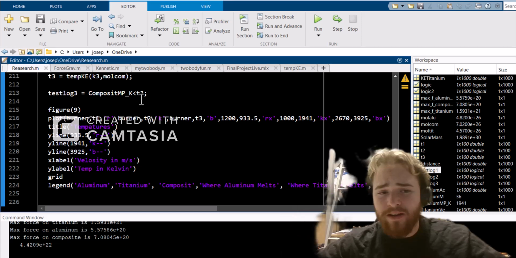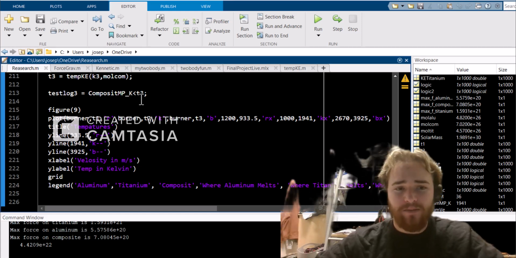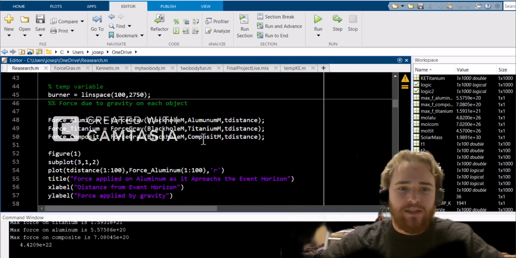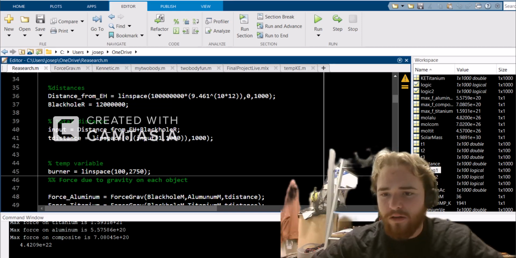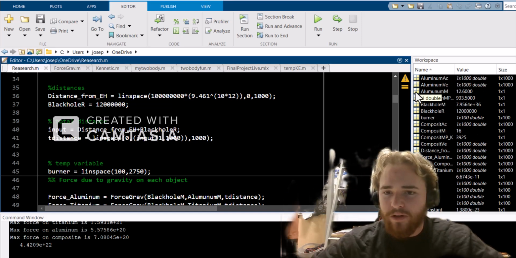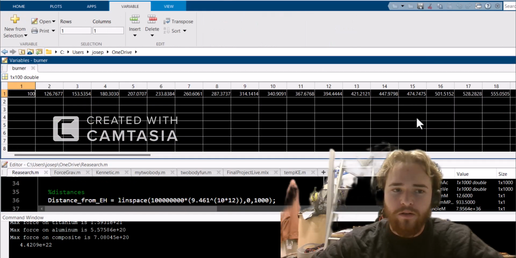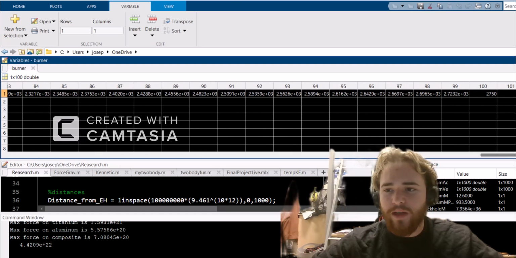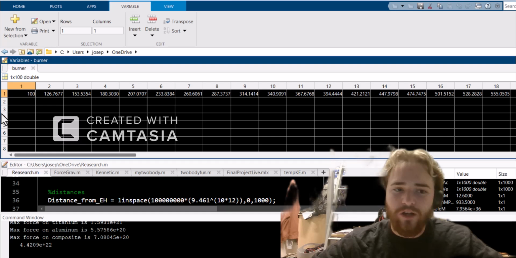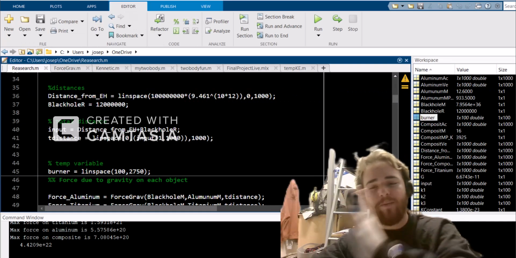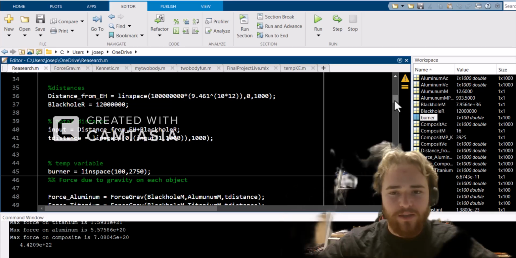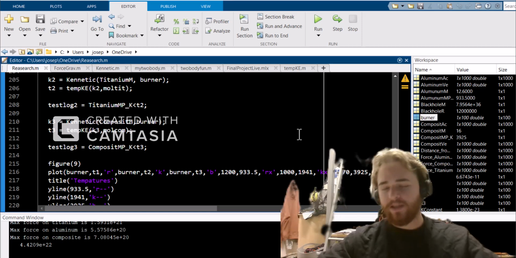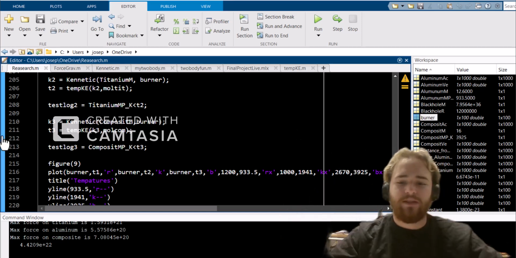And they're not perfect because our temperature step size is fairly large. When we go back to our variable to look at velocity, we can see now we're looking at burner. Let's go to burner on our workspace over here. So when we look at burner, it starts at 100 and it'll go all the way up to 2,750, but it's only 100 spots. So it's stepping quite a bit every time. So those spots aren't going to be perfect, but they give us a very good approximation of that.